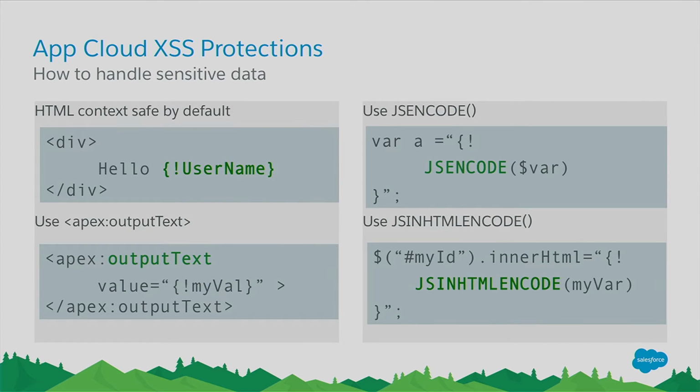So, XSS protections that we have built into the platform. If you're writing a Visualforce page and you want to put a merge field into HTML, it's going to be safe by default. We HTML encode merge fields by default, so you don't need to worry about that. In Apex, you can have an apex:outputText field, and this will also always automatically escape for you. You don't need to do anything additional to make sure that you're going to be safe here.